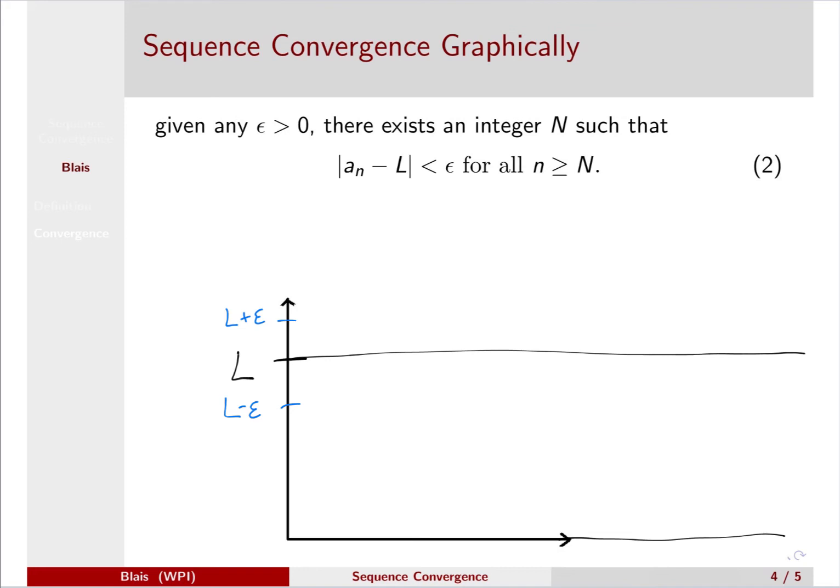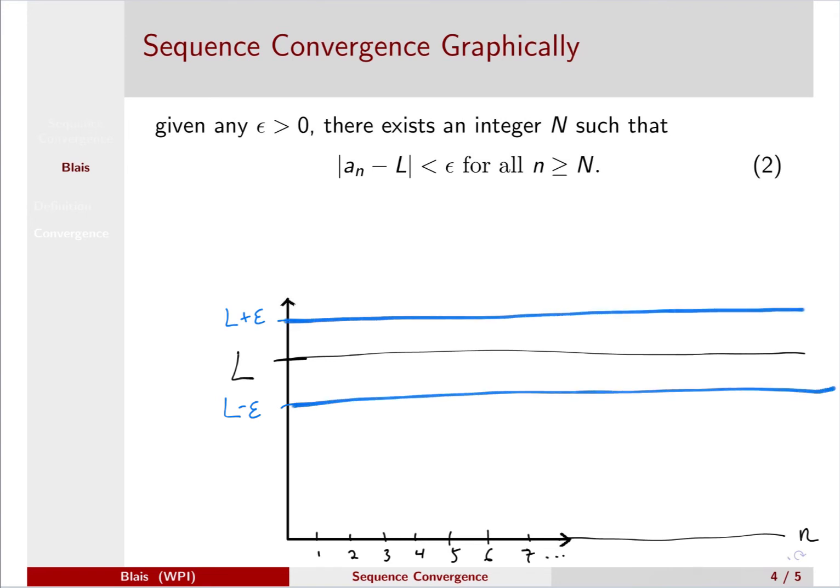As we go down this n axis, if the a sub n minus L in absolute value is less than epsilon, again, think of this as the distance pictured here, the vertical distance. For any n, it would be the difference between a sub n and the limit L. If that distance between these two values is smaller than epsilon, that's another way of saying you have to be within this band.